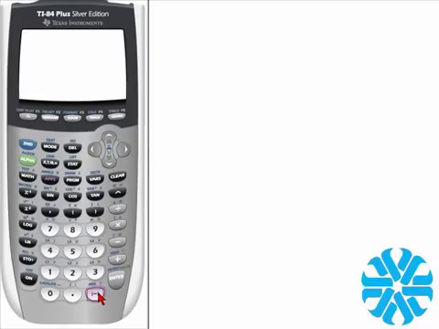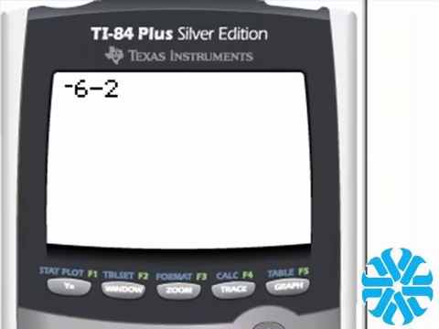Let's say we want to take negative 6 subtract 2. Now, one thing I want to emphasize right here is the difference between the sizes of the symbols. So we have a negative 6, and then we have a subtract 2. The subtraction symbol is much larger than the negative value symbol. Okay? The subtraction symbol is about twice the size of the negative value symbol. So just pay attention to that when you're doing your computations.